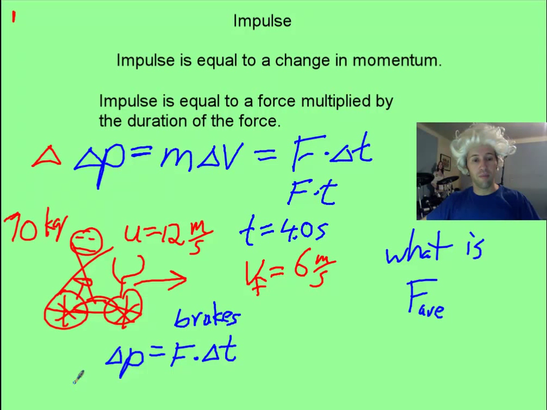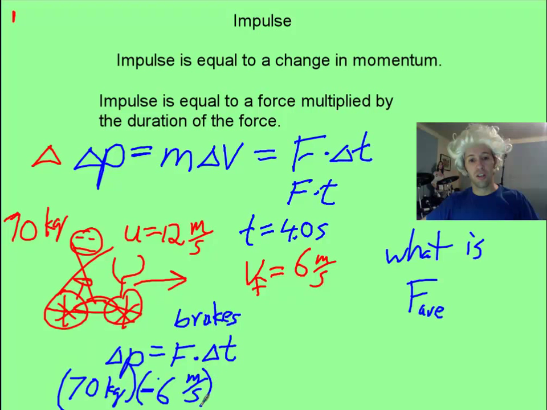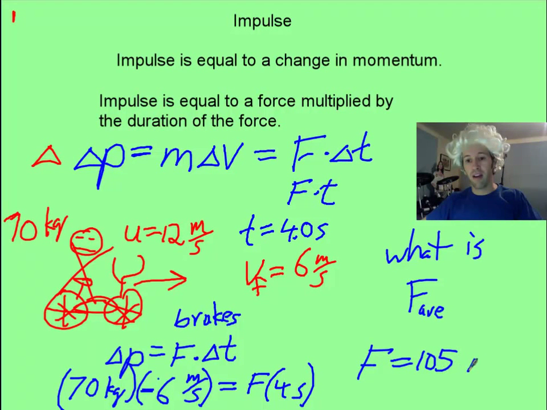His momentum change is going to be the 70 kilogram mass times the 12 minus 6, or the minus 6 meter per second change in velocity because he slowed down. You call it plus or minus in this case. And that's going to be equal to his force, which we don't know, times the time of only 4 seconds. If you work this math out, you should get a force of about 105 newtons. Maybe we can round that to 2 sig figs, 110 or 100, whichever you prefer.